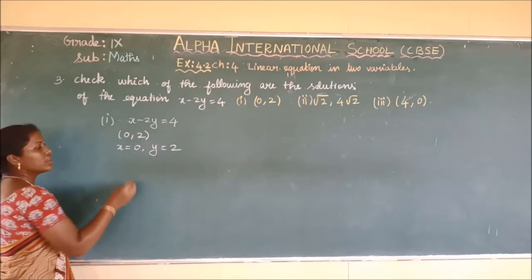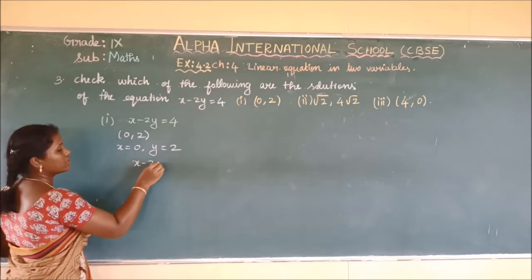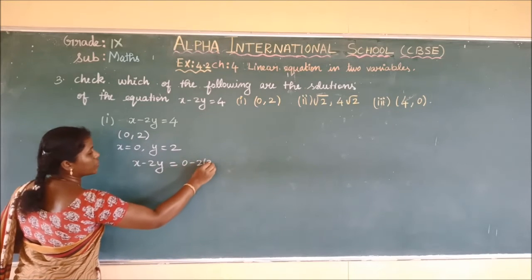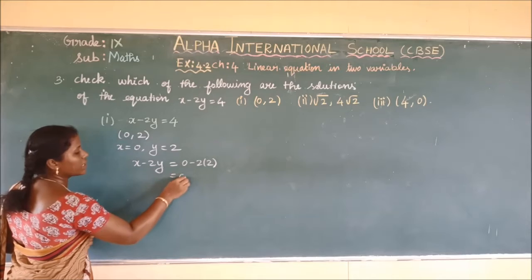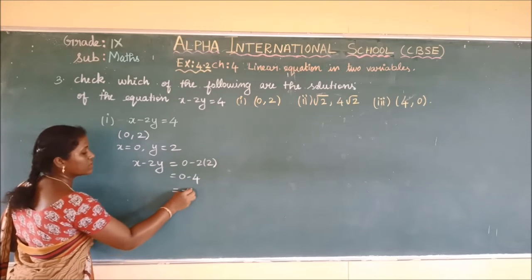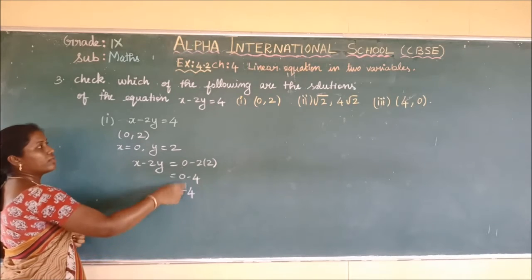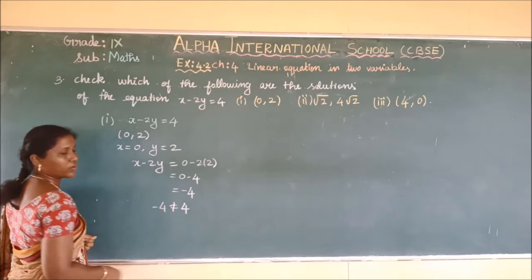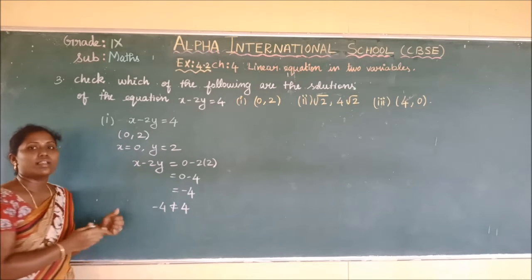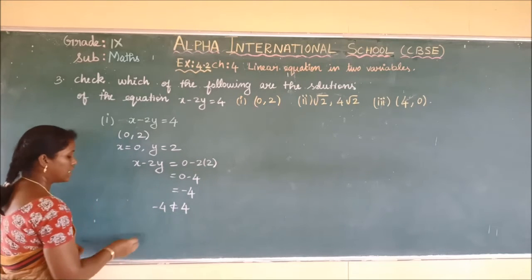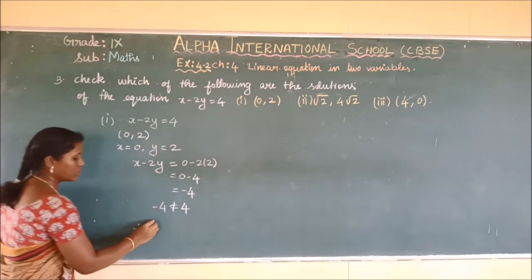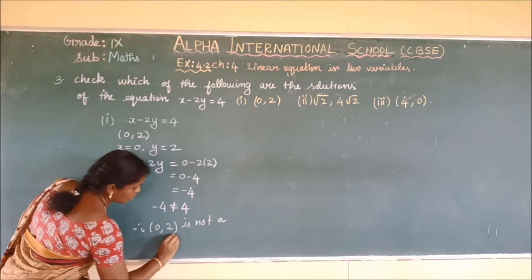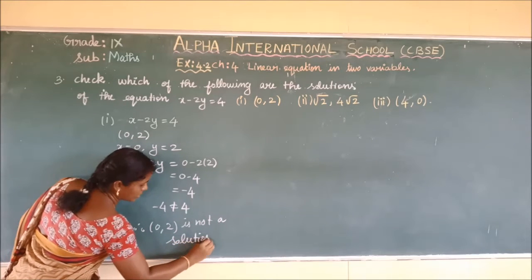Shall we substitute in this equation? X minus 2y is equal to, what is the value of x? 0 minus 2 into, y value is 2. What is 0 minus 2 into 2? The value is minus 4. But here we have x minus 2y is equal to 4. So minus 4 is not equal to 4. Isn't it? So we are not getting the left hand side value equal to the right hand side value. Therefore, what is the conclusion? 0, 2 is not a solution of the given equation.